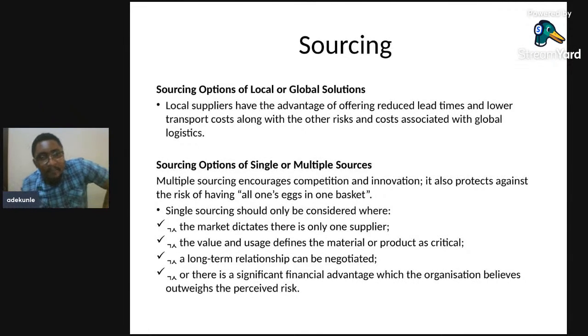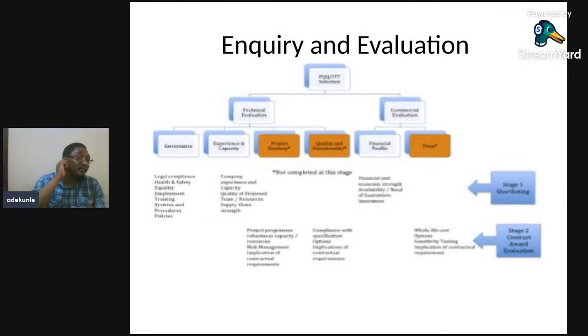So single sourcing could only be considered where the market dictates there's only one supplier, where the supplier has more power. You can consider single sourcing where the value and usage define the material or product as critical. Also, you can use single sourcing to get a long-term relationship, where the price can be negotiated. Or sometimes, when you have a significant financial advantage which the organization believes outweighs the perceived risk of using one single source. So these are some of the conditions that might apply.